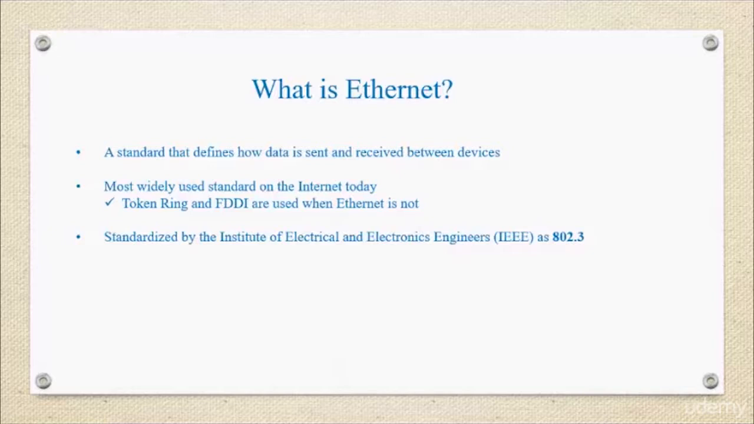Now, there are a couple of other standards that are used though. You have token ring, in which each device actually has to possess a piece of data called a token in order to be able to send data on a topology. There's also the FDDI, which is a topology used for fiber optic communication.